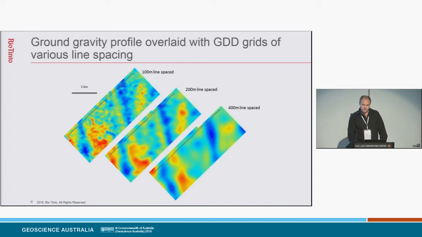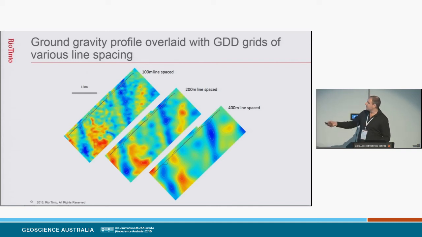As would be expected, the 100 metre line space GDD grid has the greatest detail, although the previously mentioned consistent high frequency chatter is a significant distraction. The 200 metre line space GDD grid is less impacted by noise and effectively delineates the main geological structures. This includes the Graben feature we'll discuss in later slides and a parallel fault.